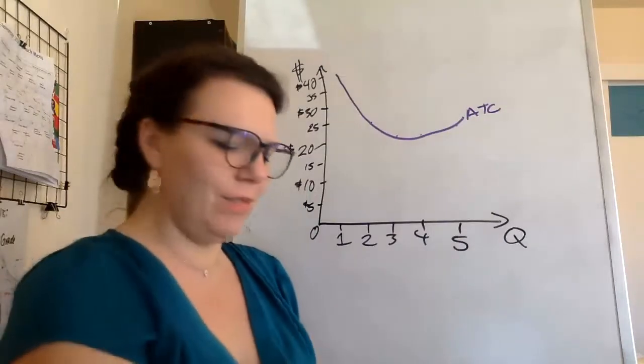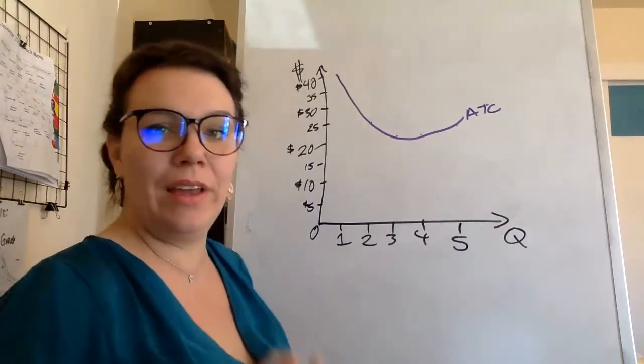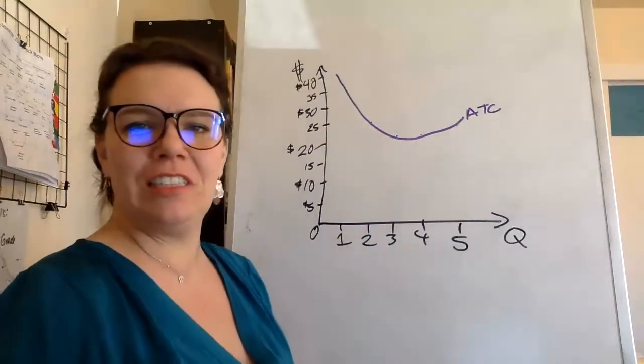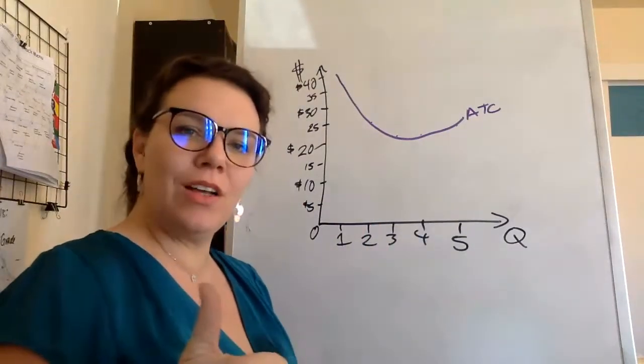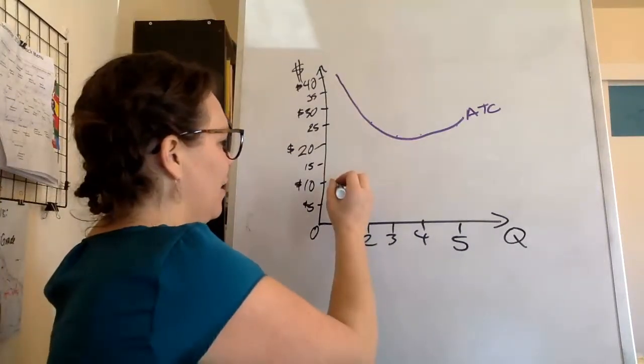So far, so good. It doesn't matter what order you graph them in. I just like to do it sometimes this way. Sometimes I do marginal cost first. Doesn't matter. Average variable cost starts out at $8 for the first unit. So I'll put that right there.